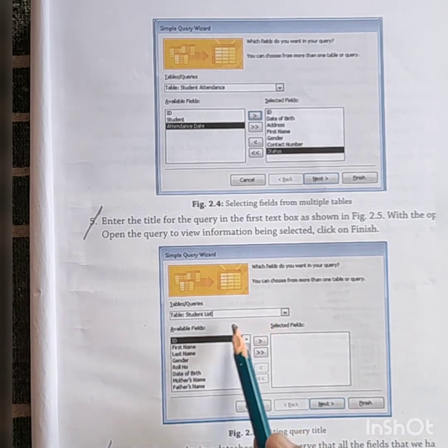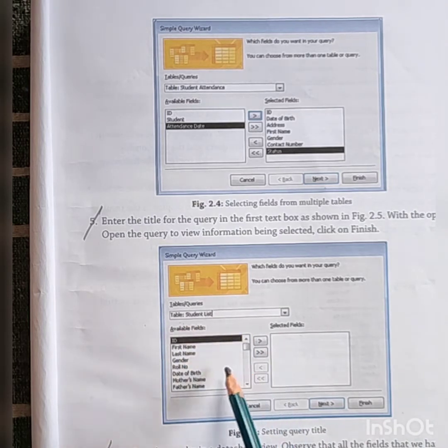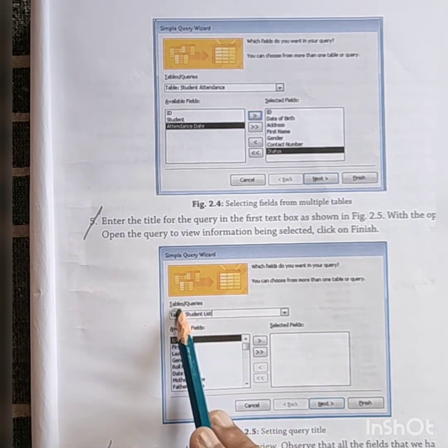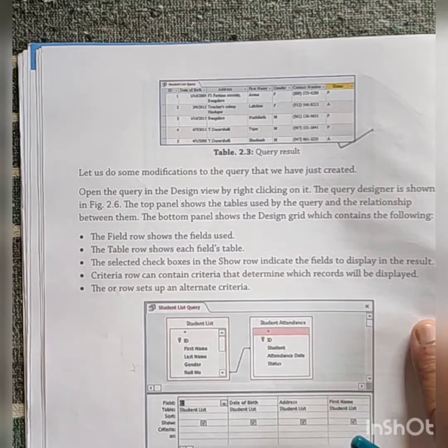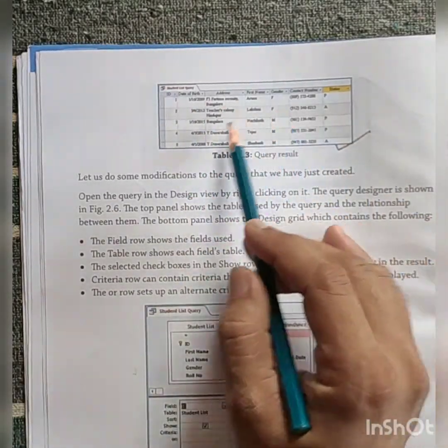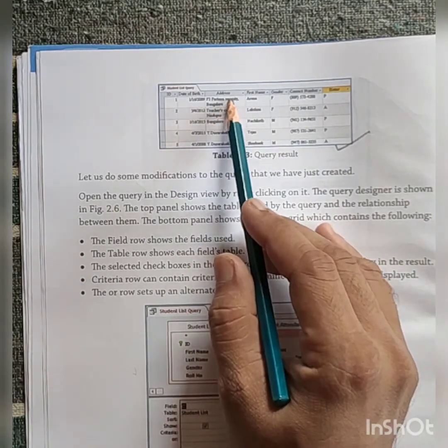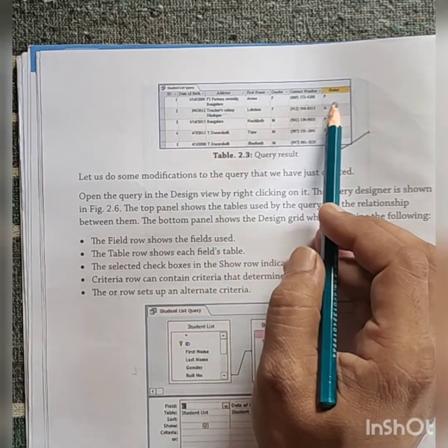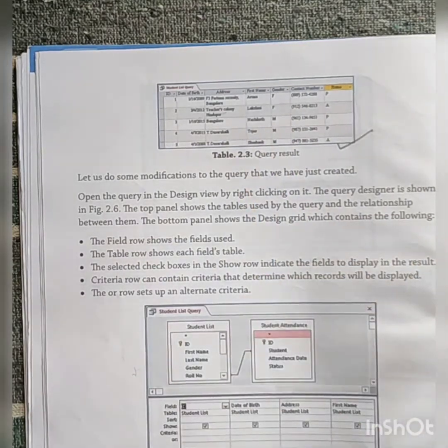Then you can set the query title. You can give your tabular query title. And lastly, click on the Finish button. Then it will display the table query result. For example, here: date of birth, address, first name, gender, contact number, status. So this table has been shown.